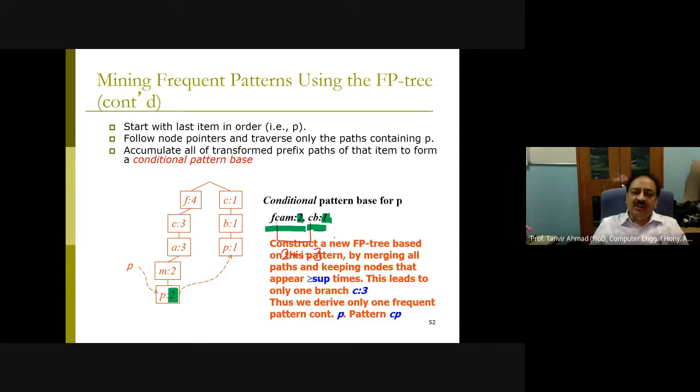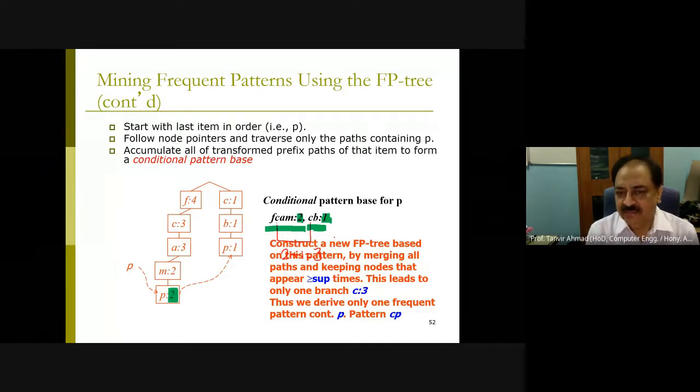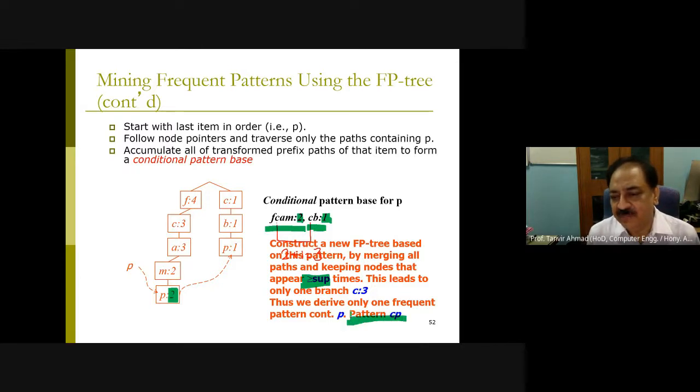Why has AP not come? Because AP का count 2 आएगा, MP का count 2 आएगा, BP का count 2 आएगा. Because when I take the minimum support as 3, I only take those which have a minimum support of at least 3, and therefore it should be support greater than or equal to 3, and therefore I generate one pattern over here, CP pattern, by combining these two. Similarly I do for others.